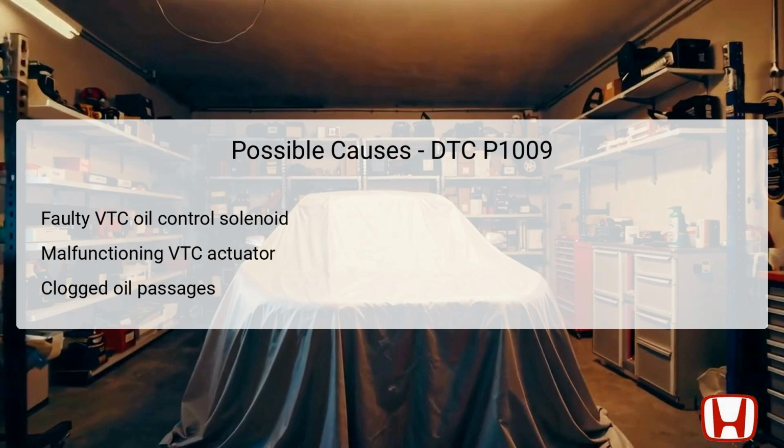Another potential cause is a malfunctioning VTC Actuator A. If the actuator cannot adjust the timing effectively, it can lead to noticeable drivability issues. Additionally, clogged oil passages can restrict oil flow to the VTC components. Dirt or debris in the engine oil can create blockages, which may cause components not to function as designed. Each of these causes requires thorough inspection and potential replacement to resolve the error code.